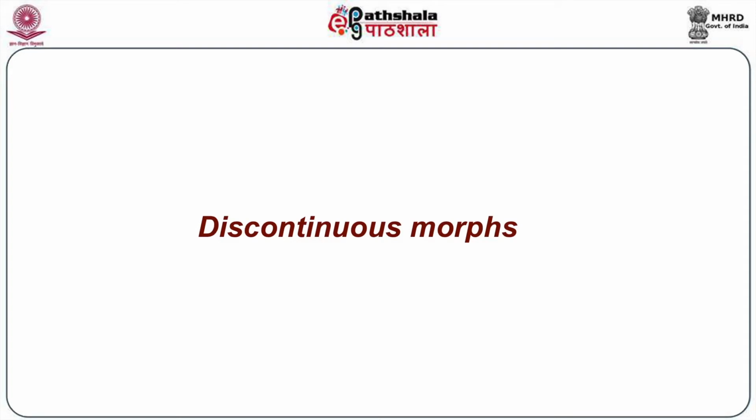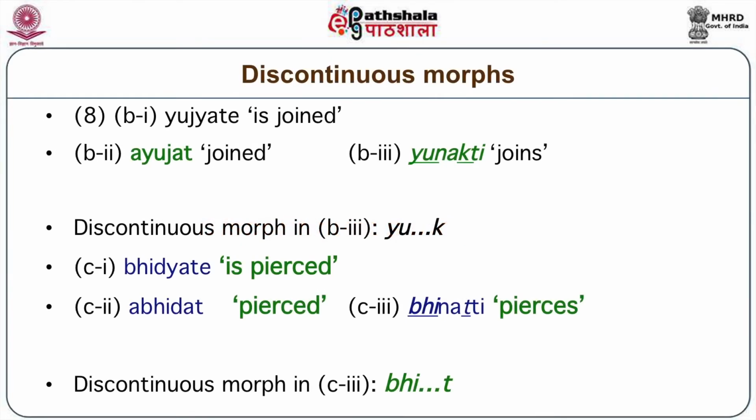Now I come to the 4th component of my mnemonic word poem rédigé. The 4th component is D for discontinuous. You will not be surprised to find that I repeat my Sanskrit data because Sanskrit is full of all kinds of morphs. There is discontinuous morphology in a Sanskrit word like bhinatti, which means pierces. How do you break up the word bhinatti?